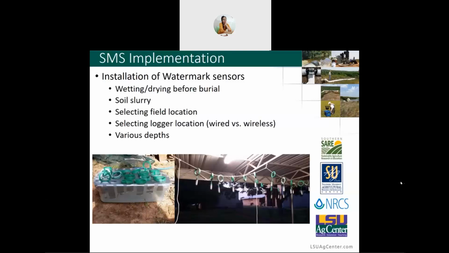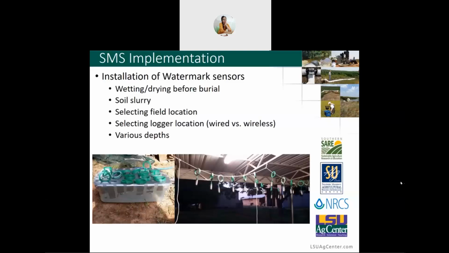Some sensors require very good contact with the soil for them to work properly. The Watermark is one of those. The sensors that have the rods are a different type of contact, but it definitely needs good contact with that soil. So sometimes to get that contact, you need to make a soil slurry, which is an extra step in installing these sensors that should be considered.